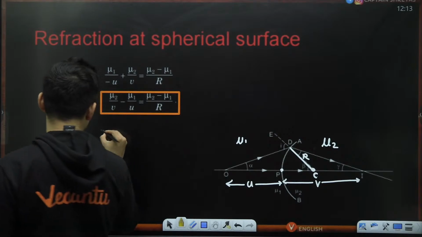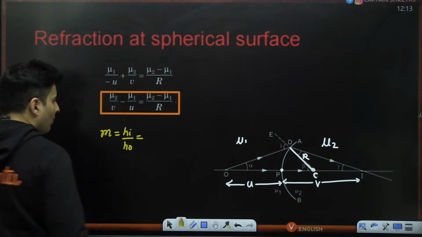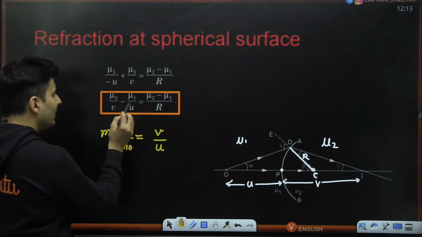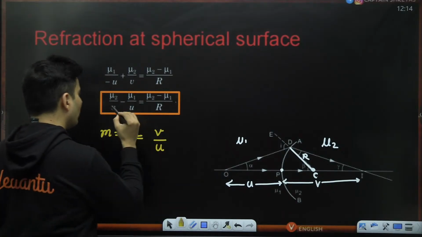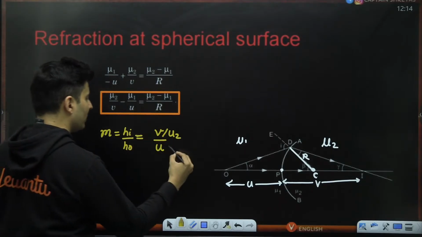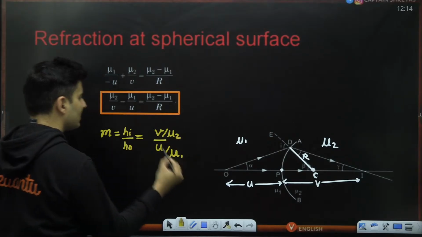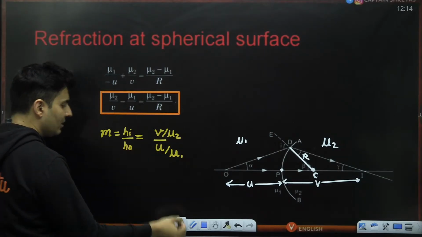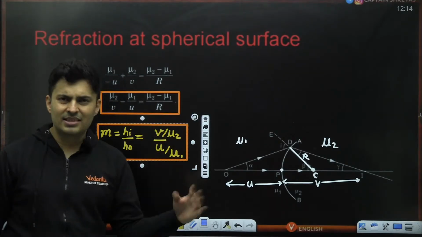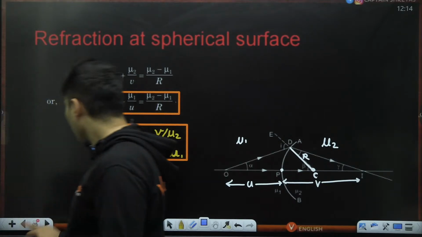Now, there is also the formula for magnification. I don't know how many of you know this. The magnification, which is height of the image by height of the object. Well, guess what the formula is? It is v by u, but with v, who is coming? mu2. So, v by mu2. With u, who is coming? mu1. So, u by mu1. So, that is what the formula is for magnification. There is no minus sign over here. Please keep that in mind. So, remember this. Sometimes it might be useful. You never know. Okay. Great.